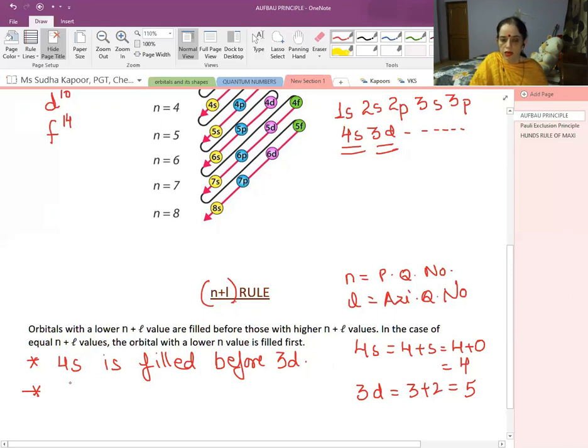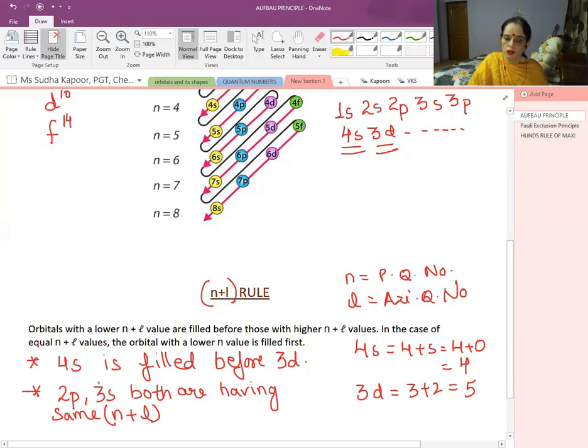Let us see one more example: in the case of 2p and 3s, both have the same n plus l value. Then which has to be filled? So dear student, remember, at this time the one which has the lower n value is filled first. 2p and 3s, let's find out. What about 2p? 2 plus p, that is 2 plus 1, equal to 3. And what about 3s? 3 plus s, that is 3 plus 0, it is again 3.